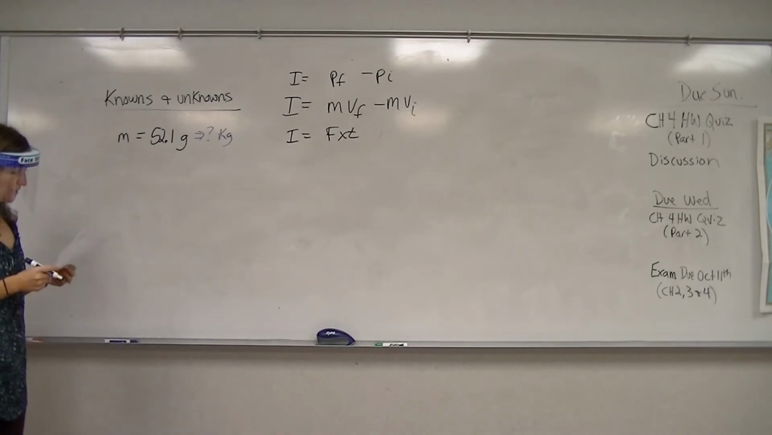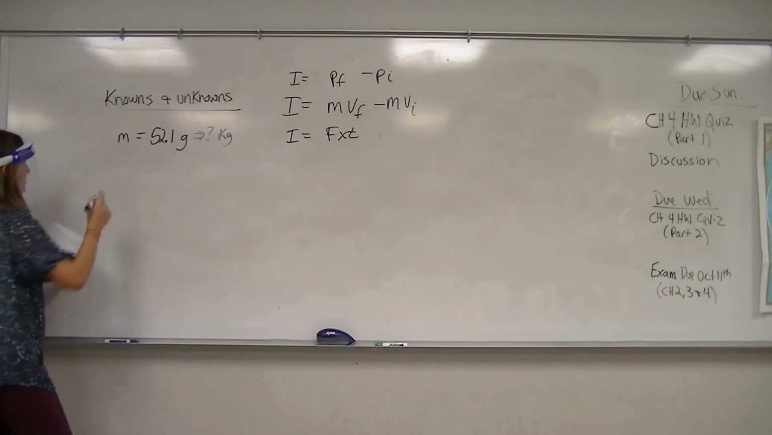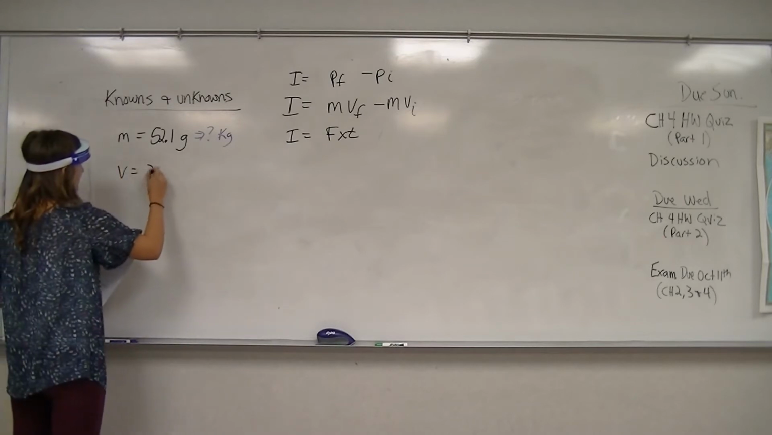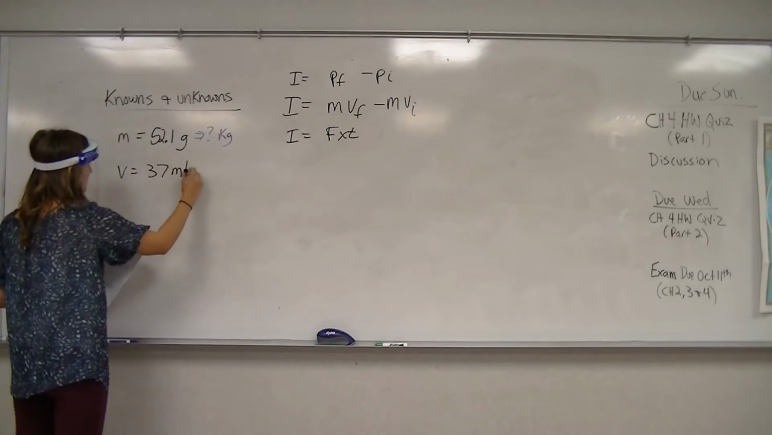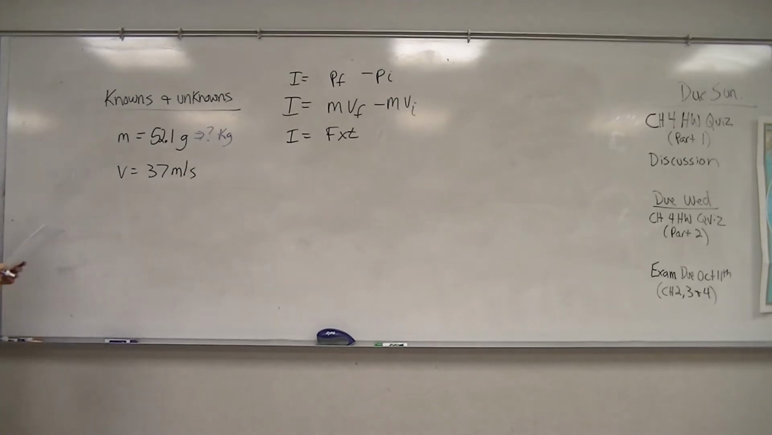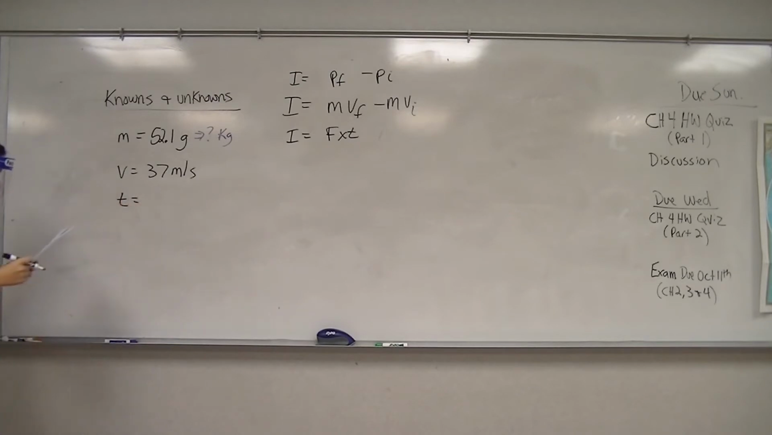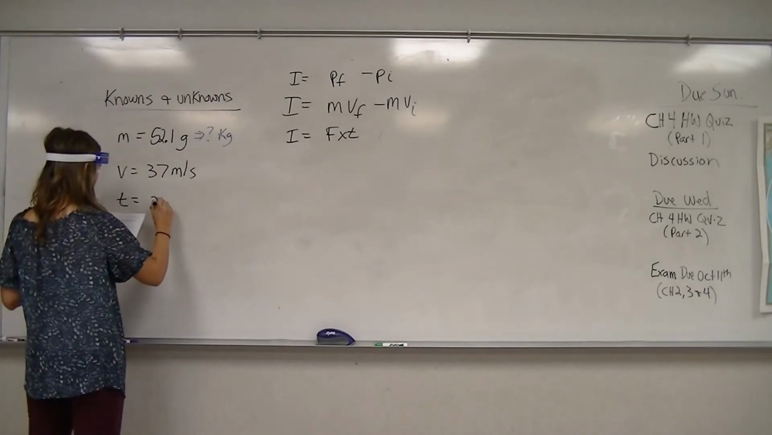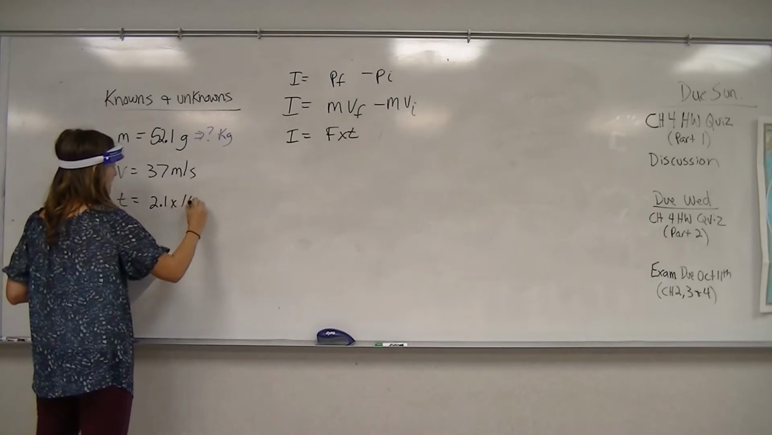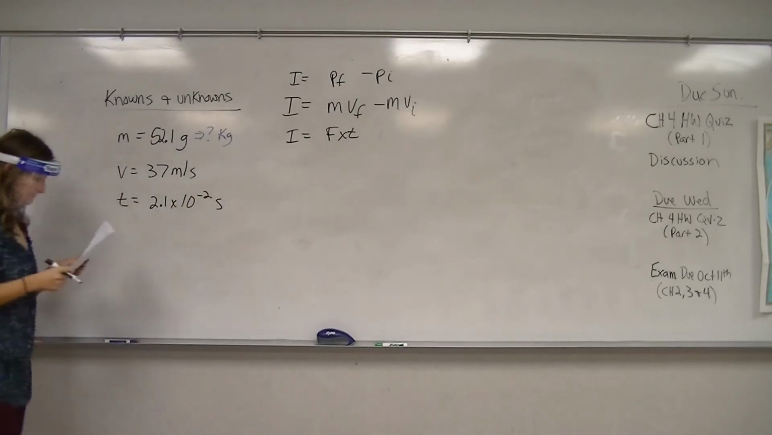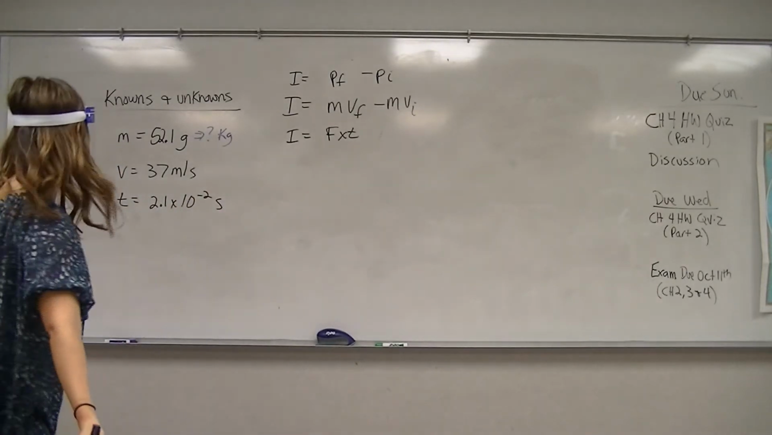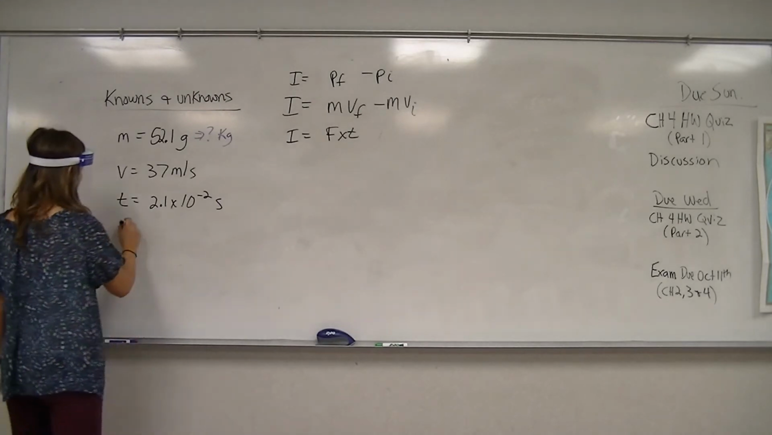So they're hitting a baseball off a tee at a velocity of 37 meters per second. So it said it was a velocity, so I know that's v. The contact time, so it's telling us this is a time, so that's t, is 2.1 times 10 to the negative 2 seconds. They want us to calculate the impulse and the force.